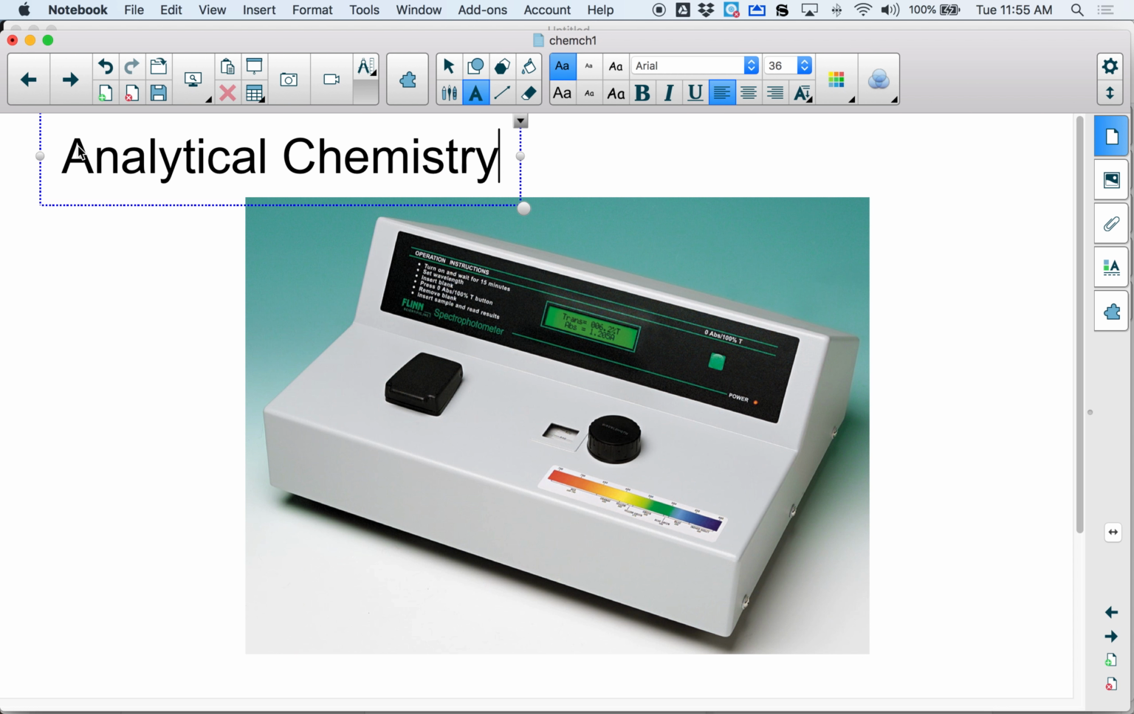All right, analytical chemistry is a branch of chemistry that basically deals with, guys, the whole point of analytical chemistry is to detect certain chemicals in samples. And that can range from all sorts of things. Chemicals in samples.